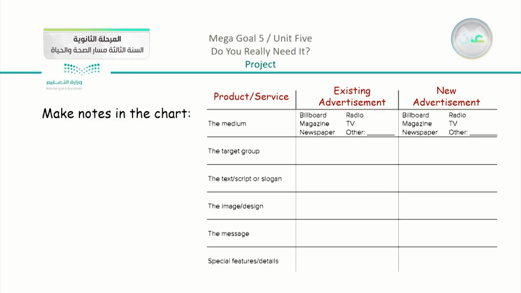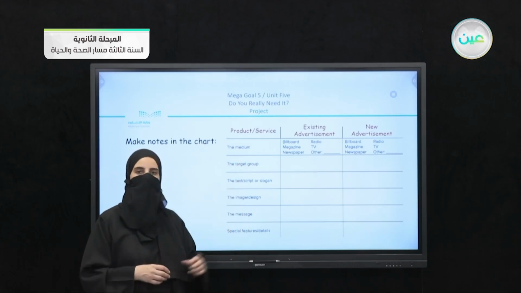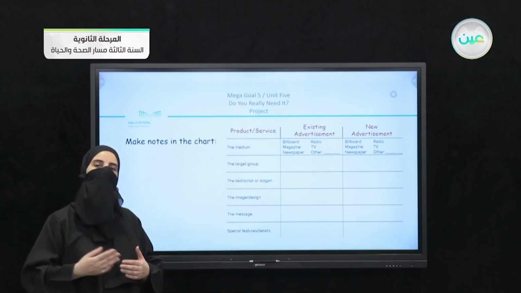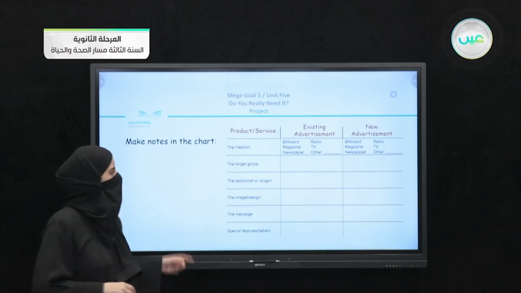So for example, we have something that was seen in a magazine. You can turn it into a radio advertisement or on TV. You can turn it into a billboard. You can have the same type of advertisement, but change the complete design and the message that is used. So this is your project for the day. You are going to discuss the advertisement. You are going to list the points that we have here in the chart, and then you are going to write the new points that you are going to use. Moving on.